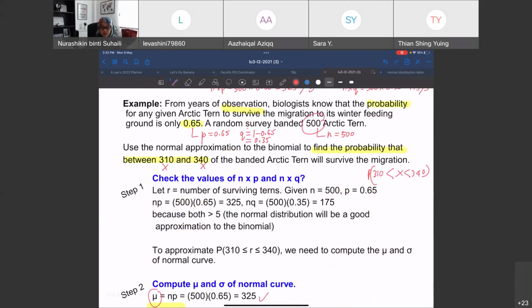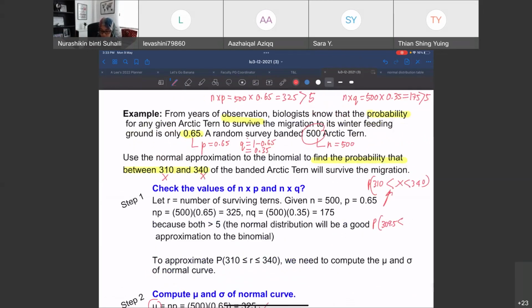So you are not actually looking for this, but instead you have to subtract 0.5 from the left tail and add 0.5 on the right tail. So 310 minus 0.5 is 309.5, and x up to 340.5. This is what is meant by the correction. This is the new range, and it is only for when you approximate the binomial with the normal. For normal distribution questions without the binomial, you don't have to do the correction; you just use the values straight away. But for this, you have to apply the correction.